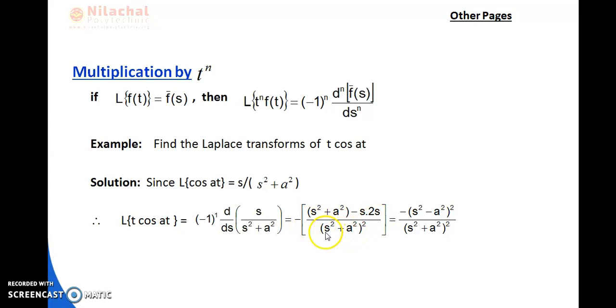Divided by v square means (s square plus a square) whole square, that equals this is your s into 2s means 2s square, and if you open this bracket, s square minus 2s square means minus s square plus a square. So it will be written as minus, this is the minus before that we are writing, (s square minus a square) whole square by (s square plus a square) whole square. Okay, so we are just simplifying this one, but this is your final answer, you can simplify.